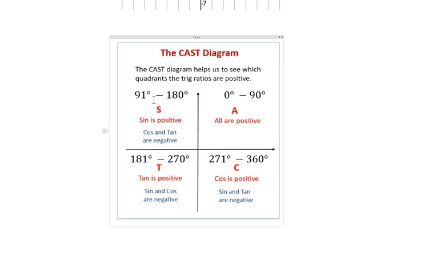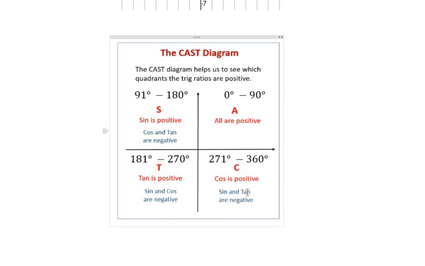Now when you move to the second quadrant here, it is only sine that is positive, cos is negative, tan is negative. Now move to the third quadrant. Only tan is positive, sine is negative, cos is negative. And you move to the last quadrant, which is the fourth quadrant. Only cos is positive, sine is negative, and tan is also negative.